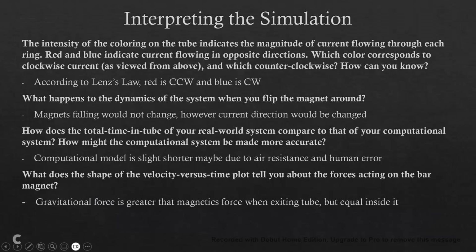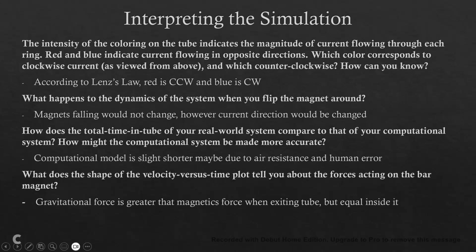Now, interpreting the simulation, the intensity of the coloring on the tube indicates the magnitude of current flowing through each ring. Red and blue indicate currents flowing in opposite directions. Which color corresponds to which current? According to Lenz's law, red current is counterclockwise and blue is clockwise.